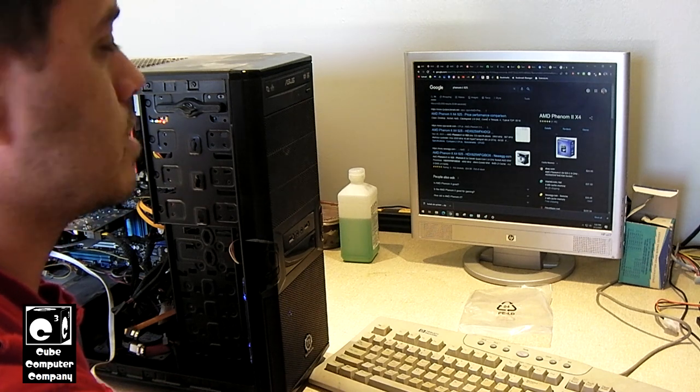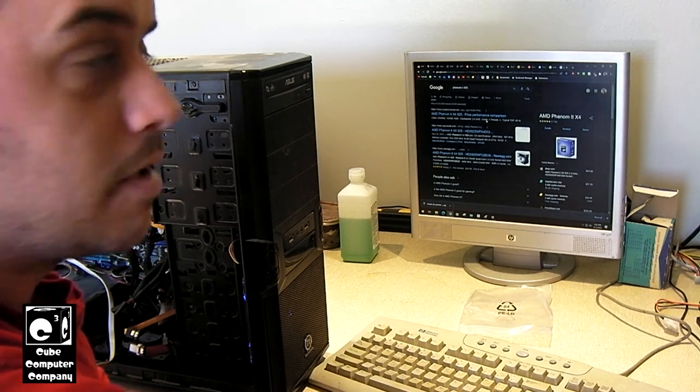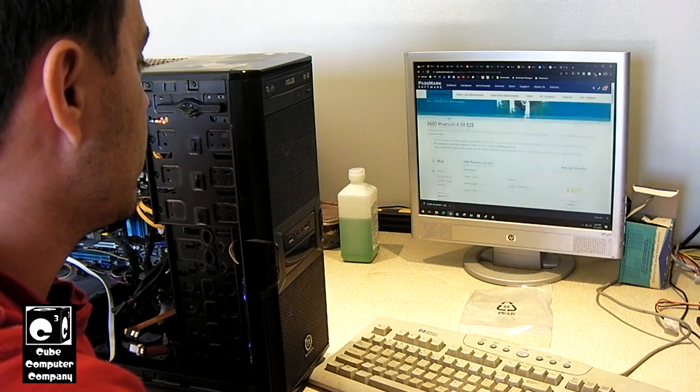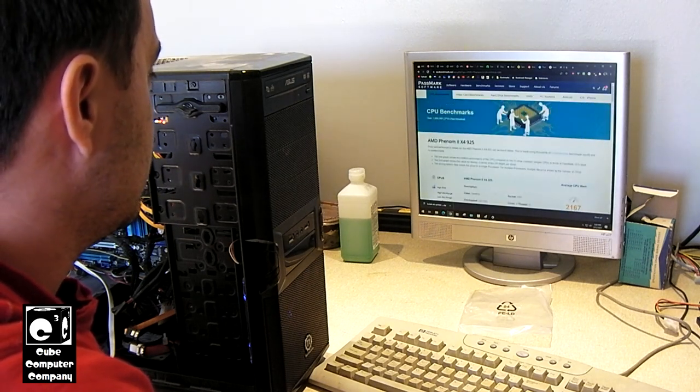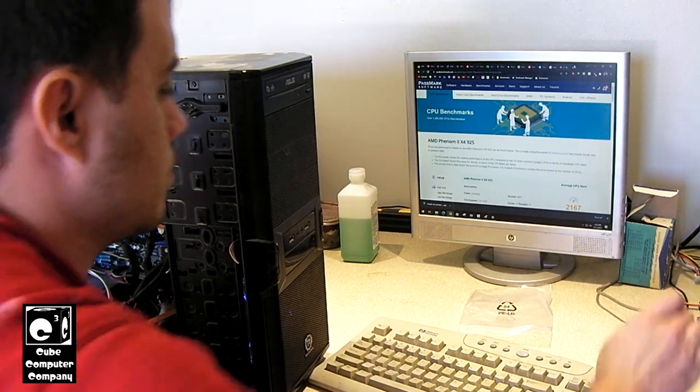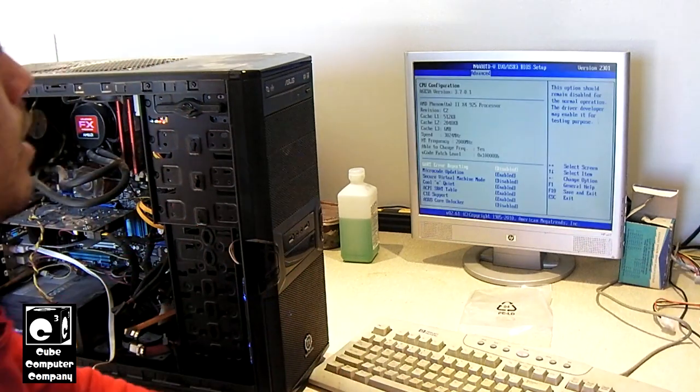2.8 gigahertz. This is the stock clock speed on it, so it got a little bit overclocked there. Okay, yeah, I'm starting to remember this thing a little better now. So, let's go back to the computer.